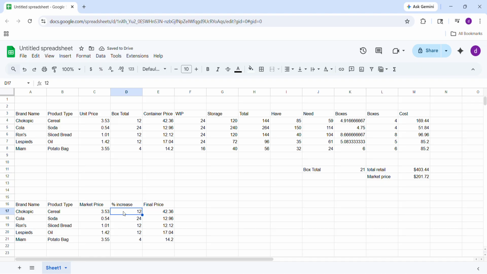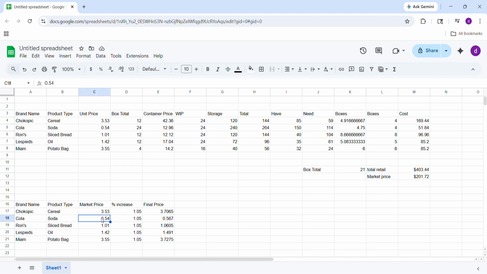So for the percent increase, we're going to say it's going to be 1.05. I use 1.05, but you can choose whatever you want. If you want 10%, use 1.1. If you're using 7%, use 1.07, and so on. Now it's already set up for this number times this number. So instead of market price, it's going to go to your final price, which is going to be $3.70.